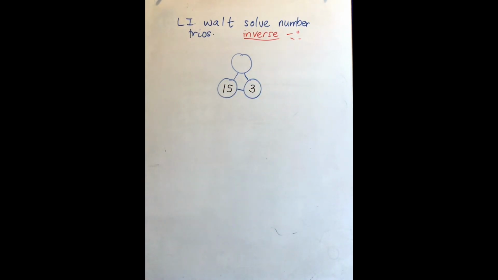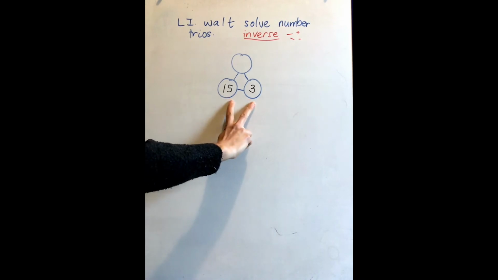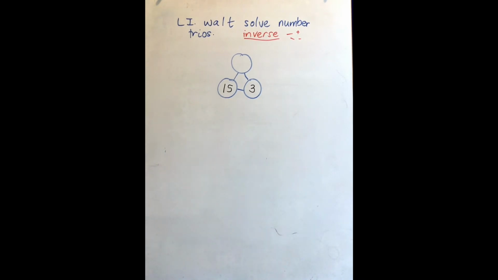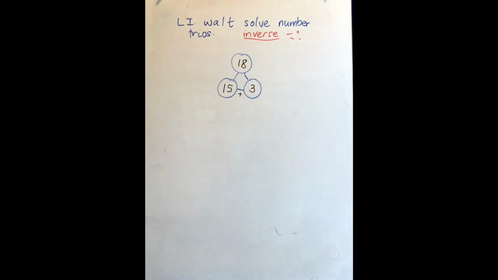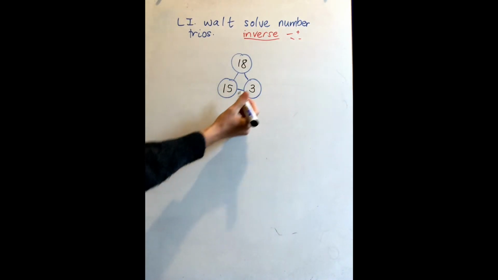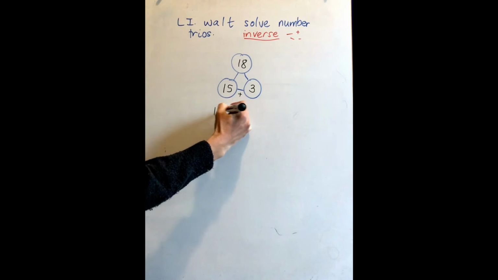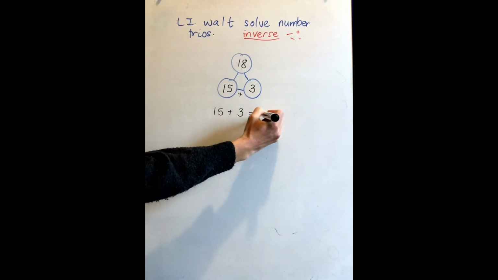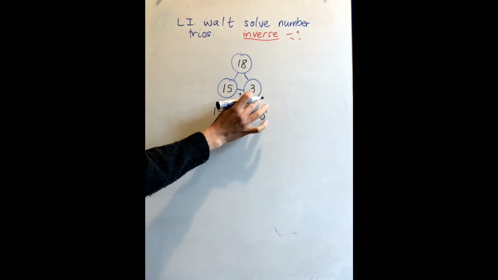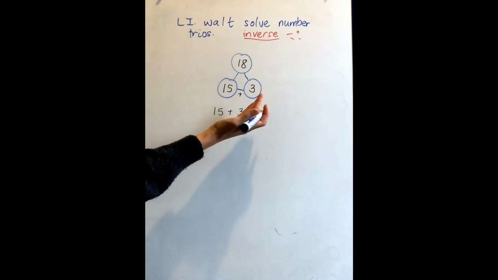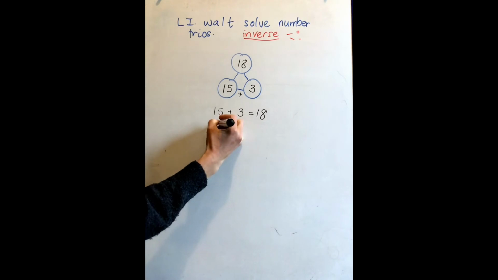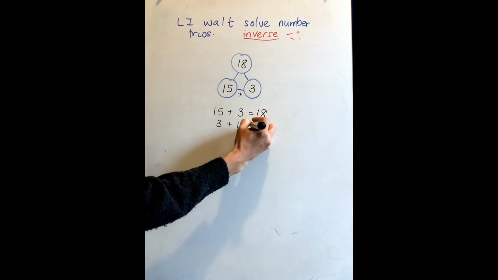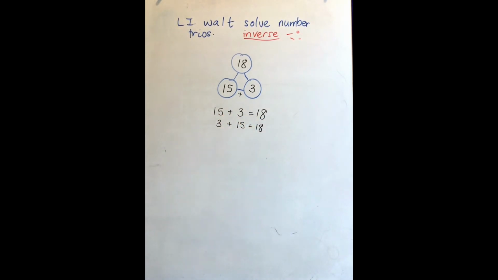Okay, so if in our number trio we have a 15 and a 3 on the bottom, for example, all we're going to do is add these two bottom numbers together, 15 and 3, and pop 18 in the top. Then I can write a number sentence. I can write 15 add 3 equals 18, this side plus this side. I could do the commutative, which is when we swap the two numbers round. I could do 3 add 15 equals 18, which is fine, okay?